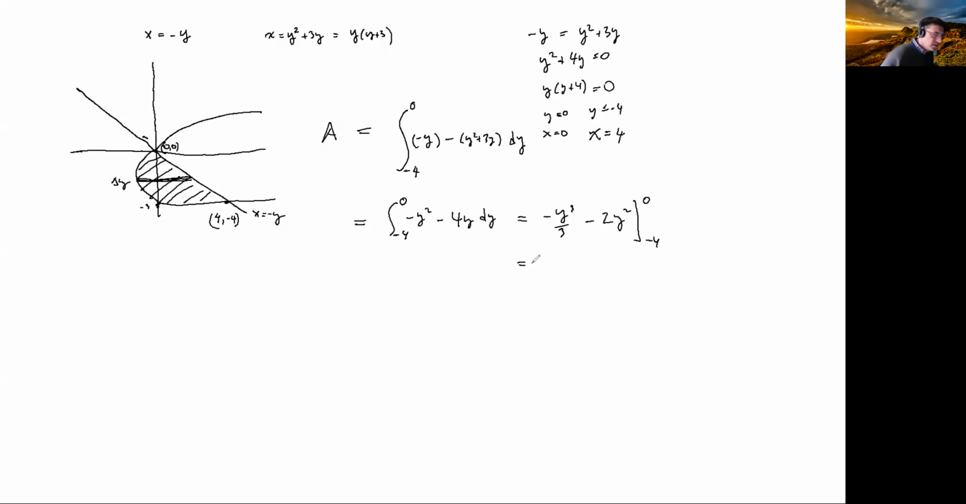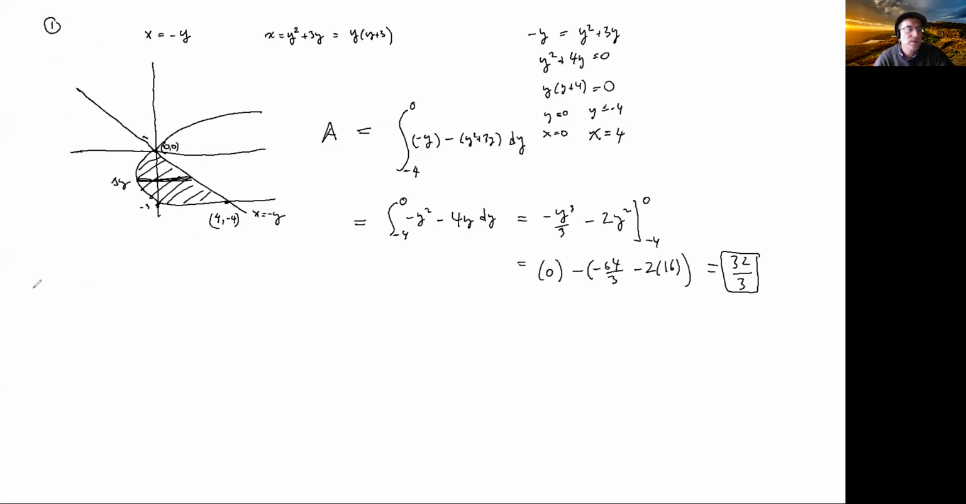What do we get when we evaluate it at 0? We get 0. When we evaluate it at minus 4, we get negative 4 cubed, which is 64, over 3, minus 2 times 16. So that is of course 32 over 3. And that is the solution. Okay, so that is problem number 1.